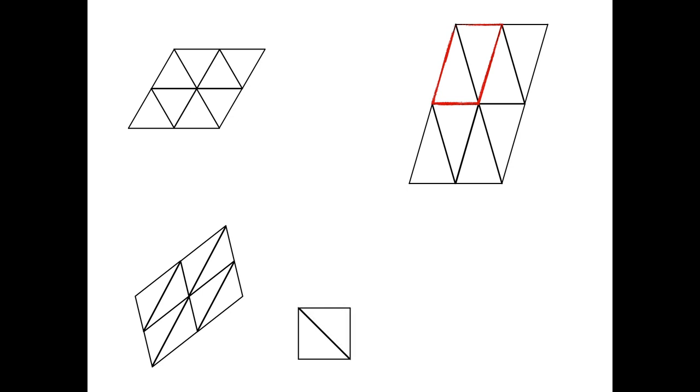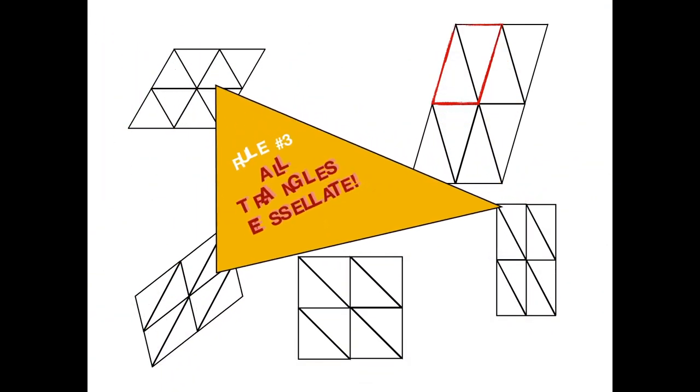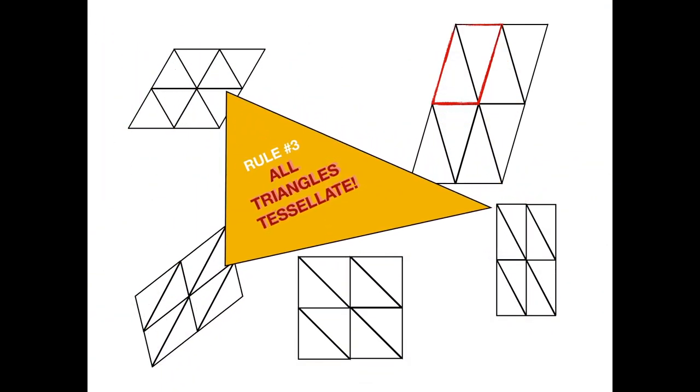must have two equal sides. There's our square. What about a rectangle? Well, a right-angled triangle with unequal sides, and there's our rectangle. So rule number three, all triangles tessellate. So far, all quadrilaterals tessellate, all triangles tessellate.